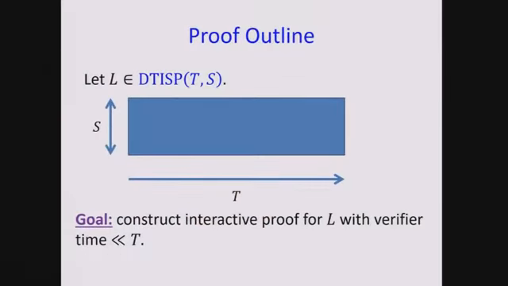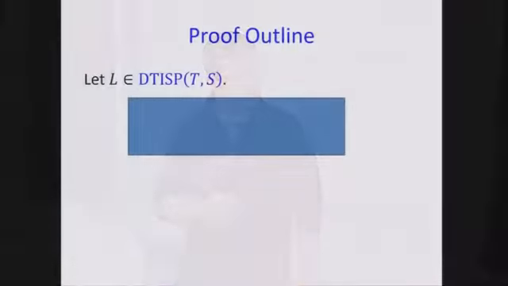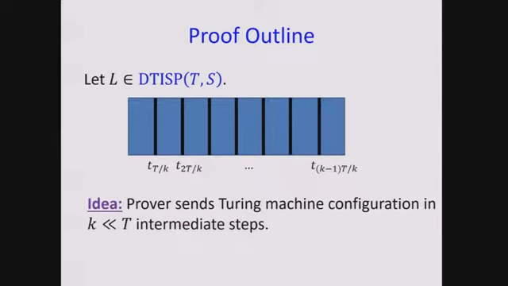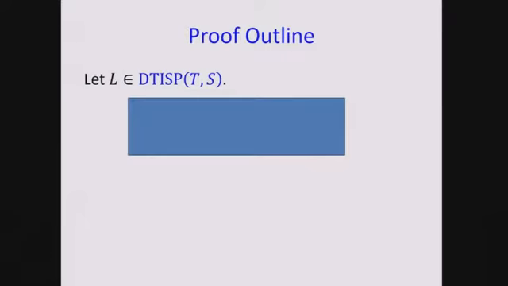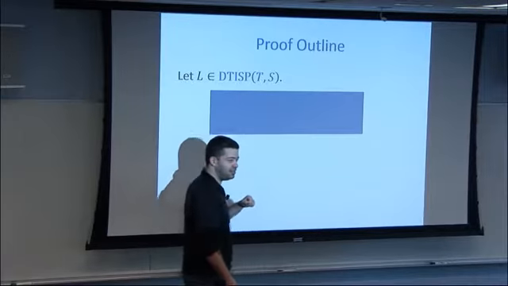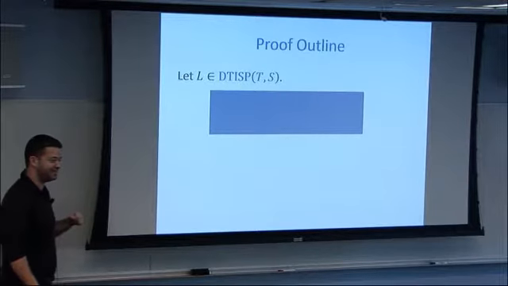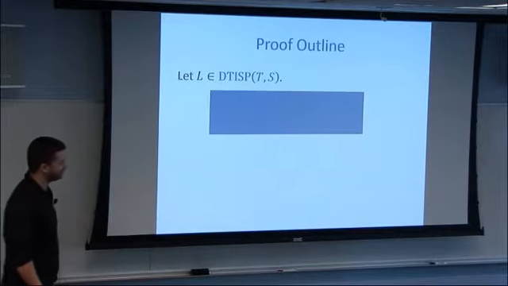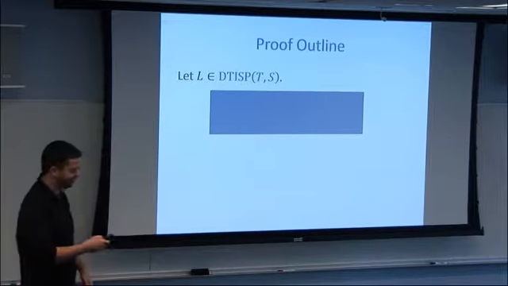Our goal is to construct an interactive proof for this language where the verifier runs in time that is much better than t. So here's a natural idea. Let's split this up. Usually time goes down and space goes across, but here time goes this way. Yes, in all the textbooks, it's probably the other way. I'm using the fact that the slides are wider than they are tall.